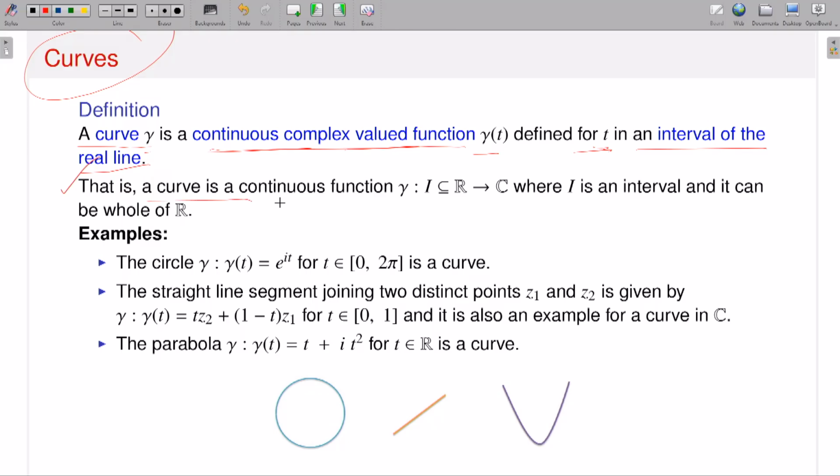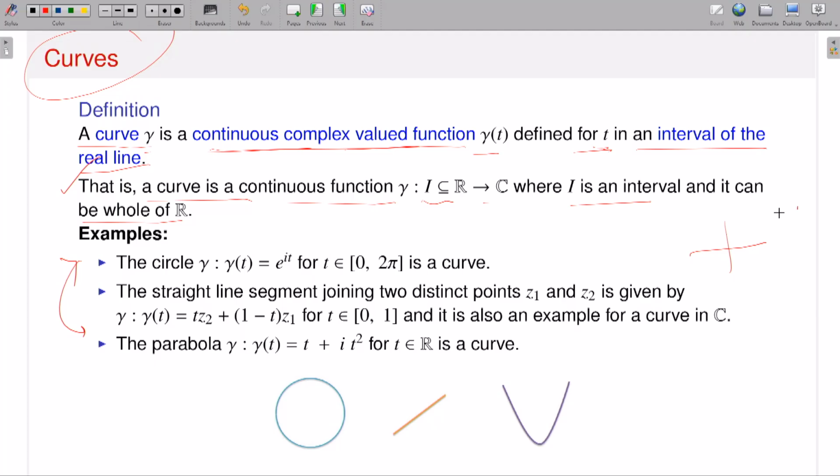That is, a curve is a continuous function gamma. You see I have written, it is defined on I, which is a subset of R, but taking values in C, where I is an interval or it can be the whole of R. So that is the meaning of my curve. Now if I have a curve, you see the couple of examples I have given. Therefore I can draw my curve. If I have a complex valued function of some real variable, I can draw my curve in the complex plane.